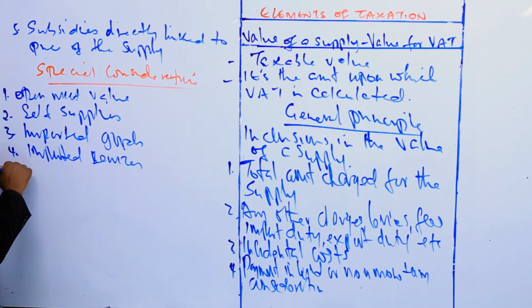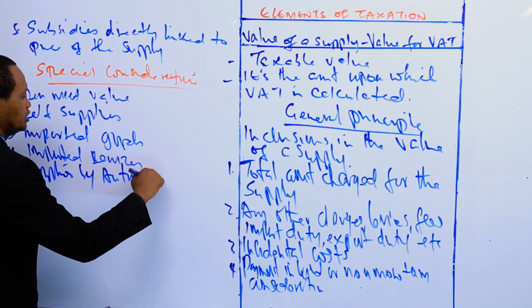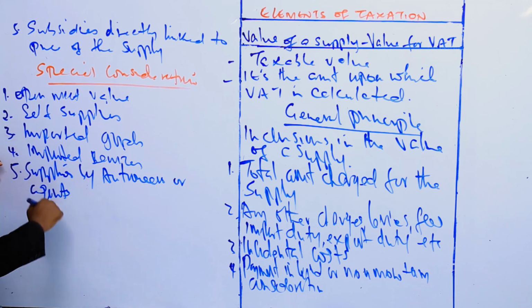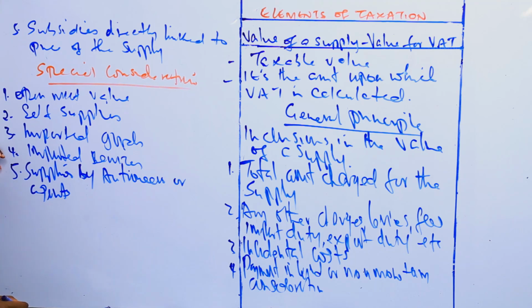Special consideration number 5, as we are discussing value of a supply, is supplies by auctioneers or agents. Supplies by auctioneers or agents. The value of a supply made by an auctioneer or agent on behalf of another person is generally the amount for which the goods or services are sold. You understand? Yes. So these are special considerations in regard to value of a supply.